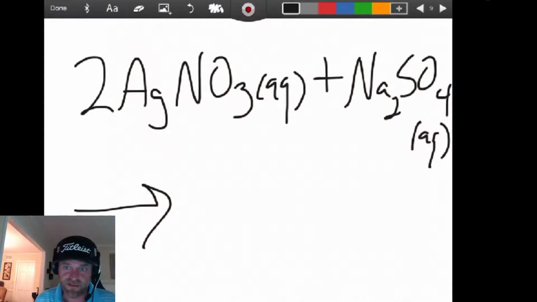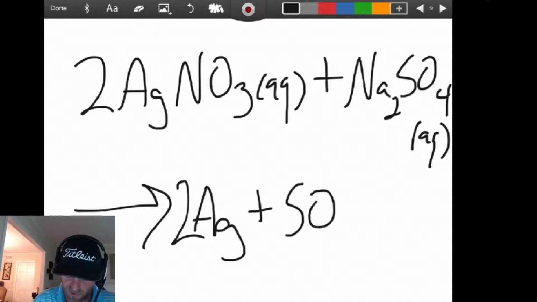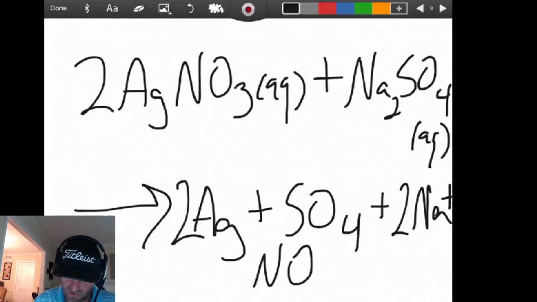Let me bring y'all back to here. All right. So first I'll just go ahead and switch it just for the heck of it. So let's switch out. It'll be 2Ag plus SO4 plus 2Na plus NO3. Okay? Now, the reason I split all of these up is because none of these are soluble.